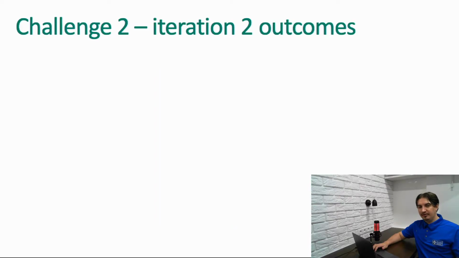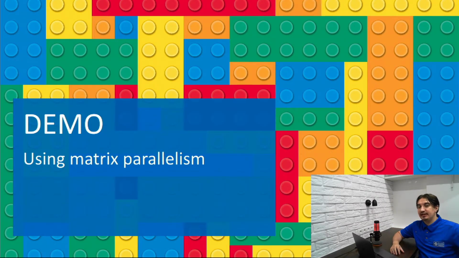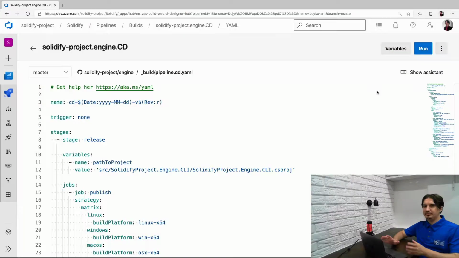As an outcome of this second iteration, it works again, which is again awesome. And the matrix parallelism strategy, as I was explaining, basically enables us to repeat the same set of steps but with different values. Now let's take a closer look at how it actually looks in real life. Currently on your screens, you can see the pipeline which I use to handle my release automation. Let's take a closer look.